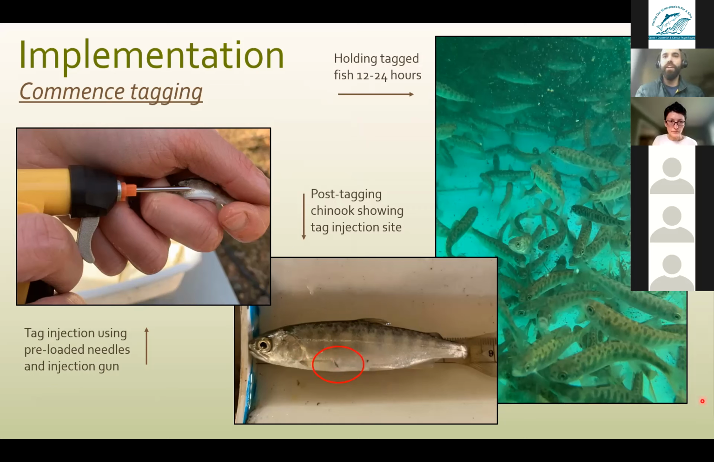Then we would hold the fish in a tank for 12 to 24 hours before being released. Ideally, they would be released at nighttime if there were no water quality concerns, just to make sure that the fish had the best chance possible and they weren't released when they're disoriented or could be vulnerable to predation.